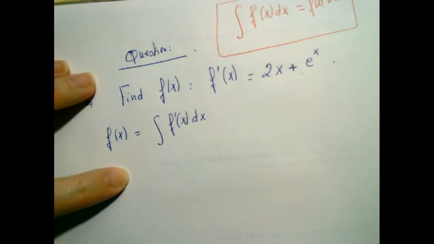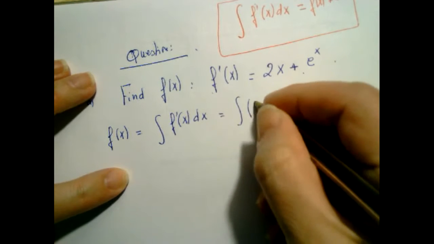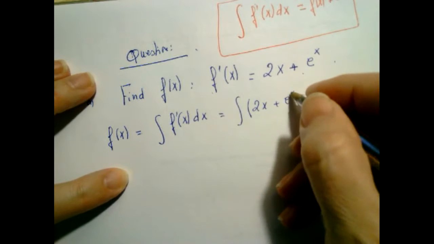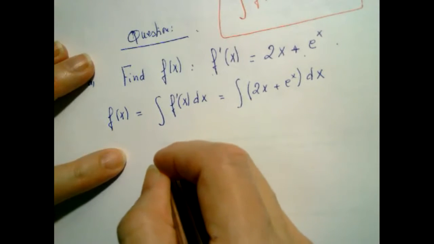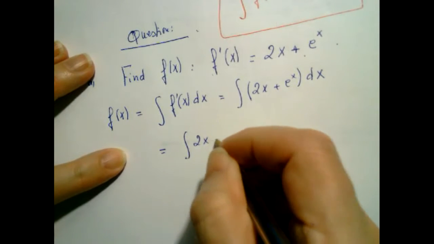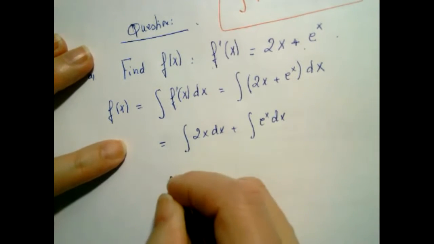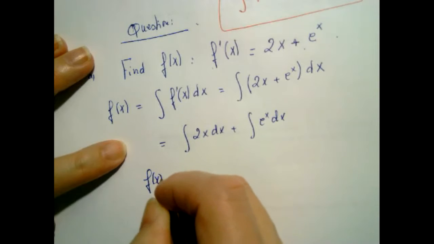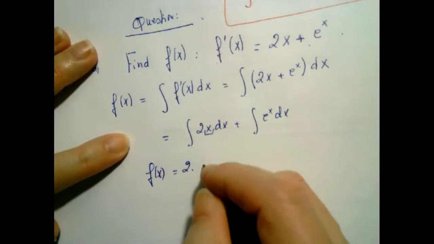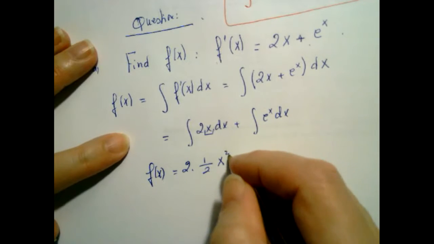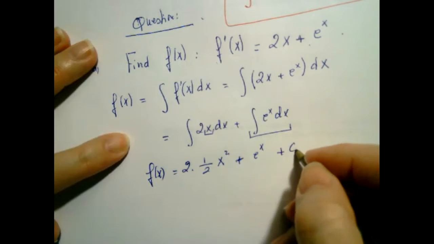Of course, up to a constant, but we're going to take care of that in a minute. So f is nothing more than the antiderivative of 2x plus e^x dx. So we find that's the antiderivative of 2x dx plus the antiderivative of e^x dx. Now 2 is a constant, so f of x equals, 2 is a constant, I can get it out. Antiderivative of x is a half x squared, plus the antiderivative of e^x is e^x, plus c.